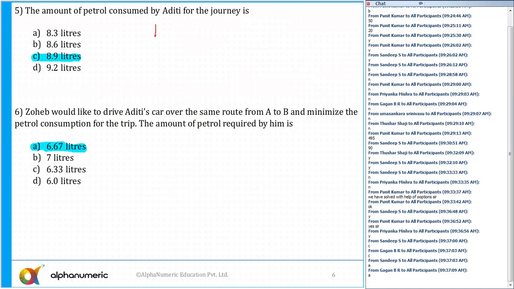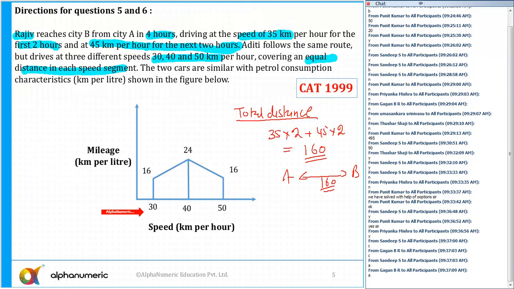So Aditi has traveled 160 by 3 with a speed of 30, 160 by 3 with a speed of 40, and 160 by 3 with a speed of 50, in 3 equal parts, because she has covered the same distance. And I need to find out the mileage. At a speed of 30, the mileage is 16. At 40, it is 24. At 50, it is 16.